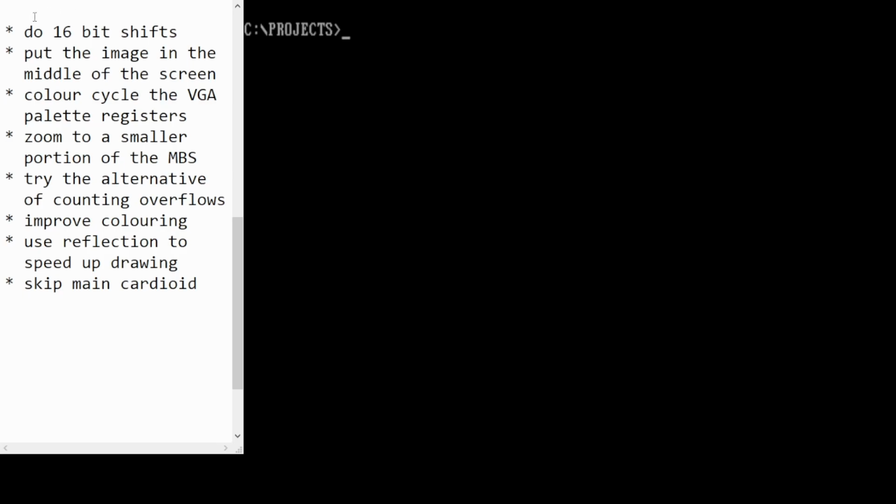We're doing 32-bit shifts in our code at the moment, and we probably don't need to do that. We're only using the top 16 bits of the result. Now, of course, if you throw away the bottom 16 bits and then just shift the top 16 bits, you will lose 1 bit that way. And this may or may not be a problem, but it's certainly worth a try and could speed things up just a little bit.